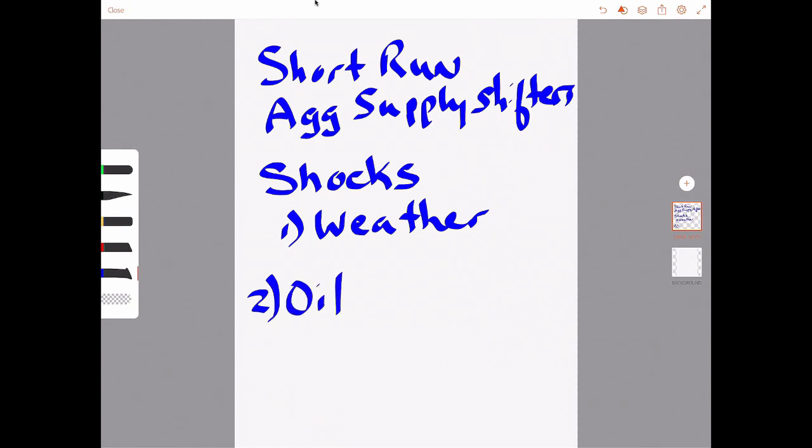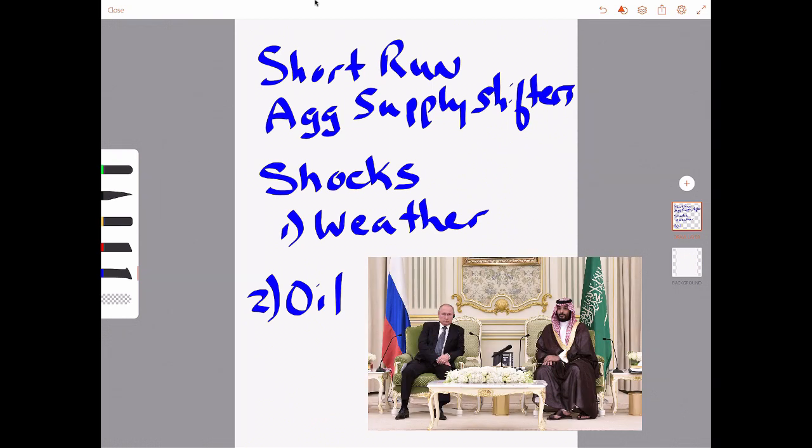Oil shocks actually are another, and we're kind of going through an oil shock period right now. Saudi Arabia and Russia are having this big dispute over how much oil to supply in the market, and Saudi Arabia wasn't happy with the negotiations with Russia, so they basically said, we're going to turn on the faucets and we're just going to flood the market with oil until you see the errors of your ways.